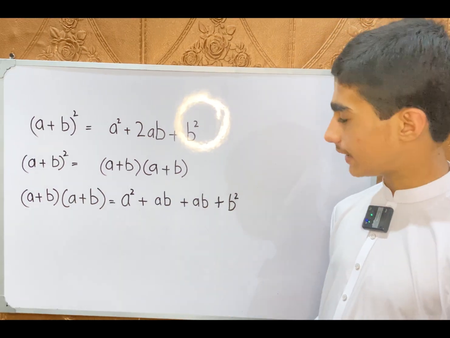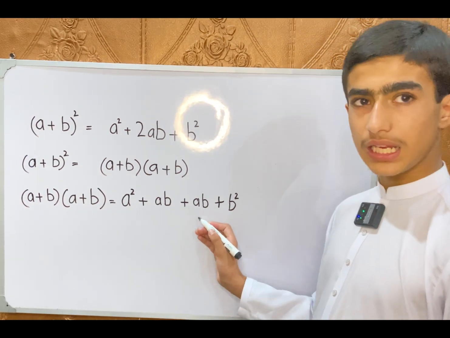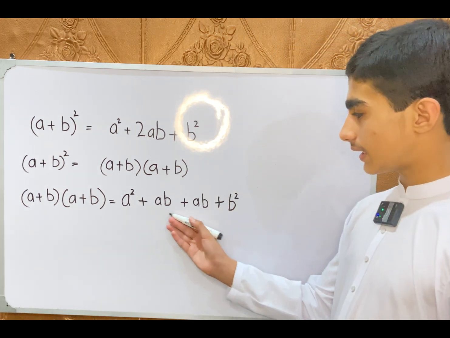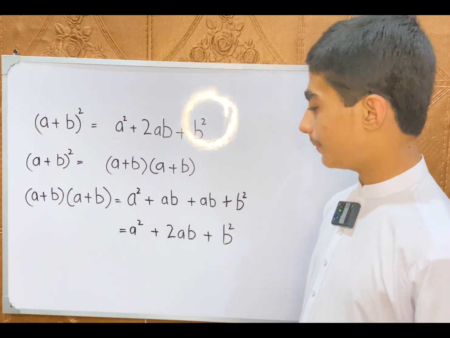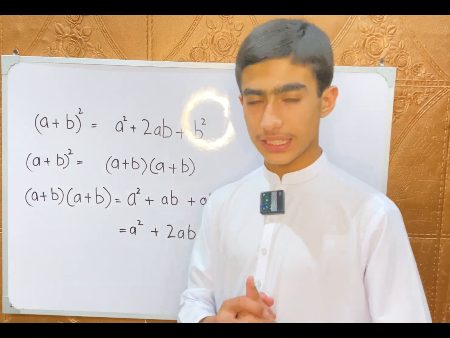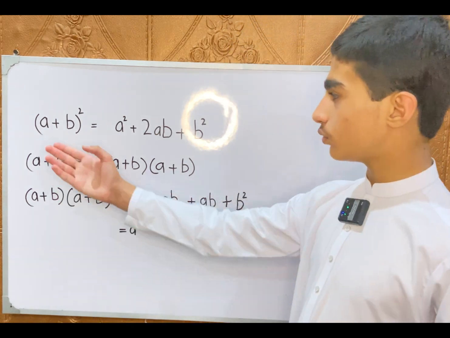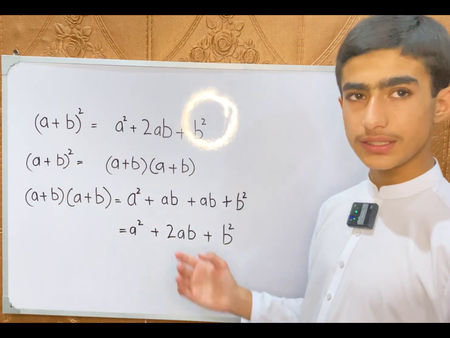Now we will add ab with ab because these are the same terms. ab plus ab becomes 2ab. In this way, we prove the formula through the horizontal method.